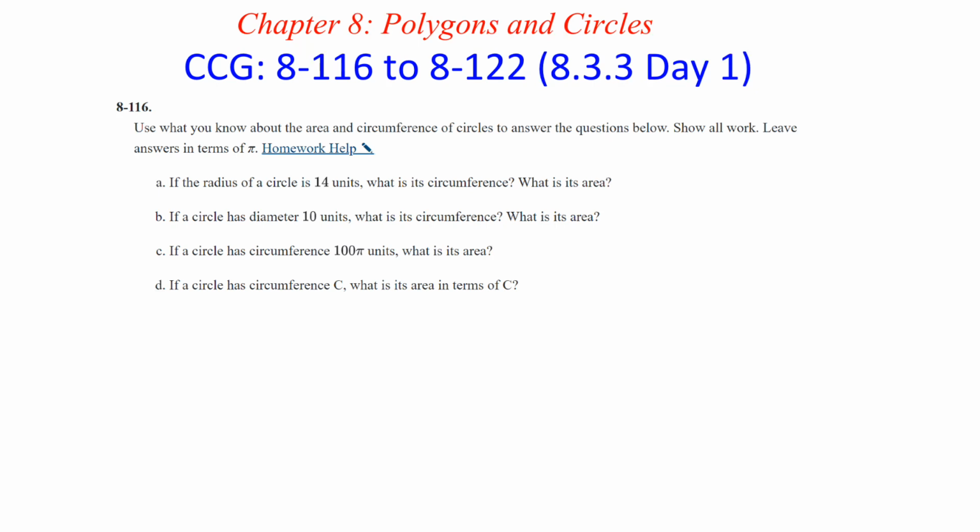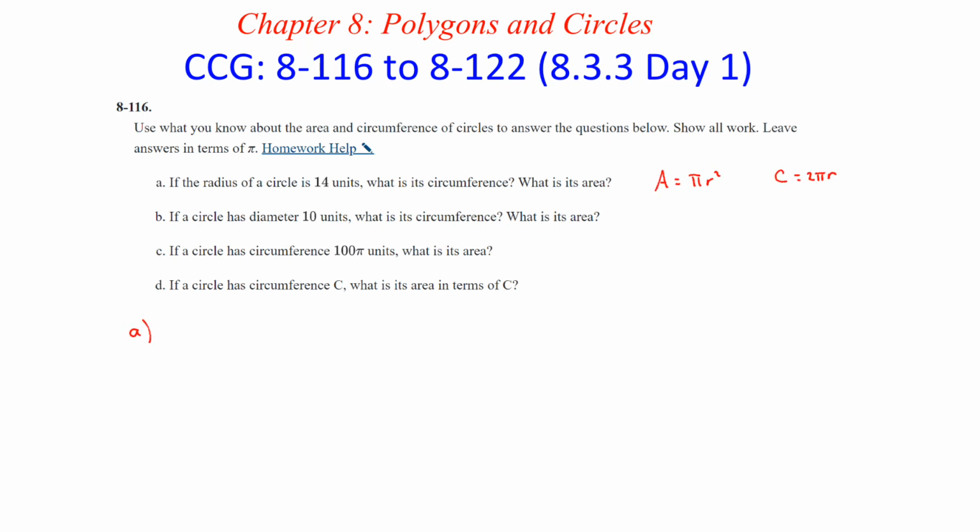Question 116. Use what you know about the area and circumference of circles to answer the questions below. Show all your work. Leave answers in terms of pi. So, first one. If the radius of a circle is 14 units, what is the circumference and what is the area? So, quick reminder that the area is pi r squared, and the circumference is 2 pi r.